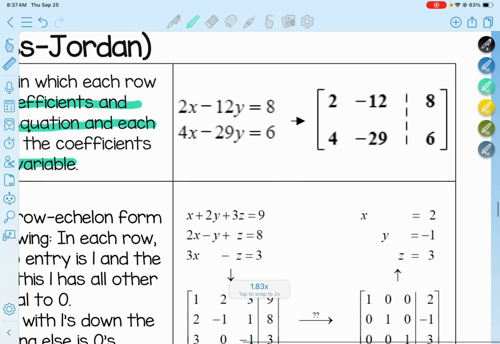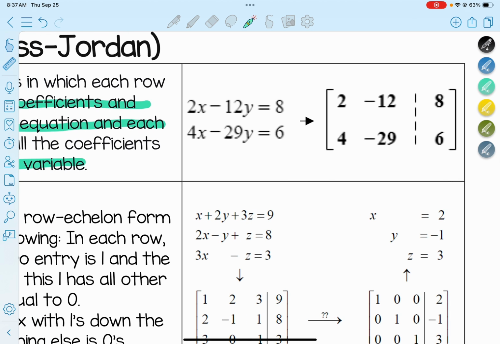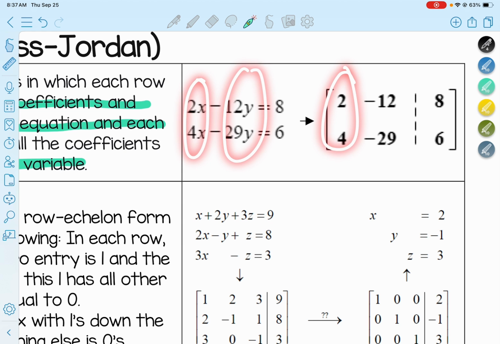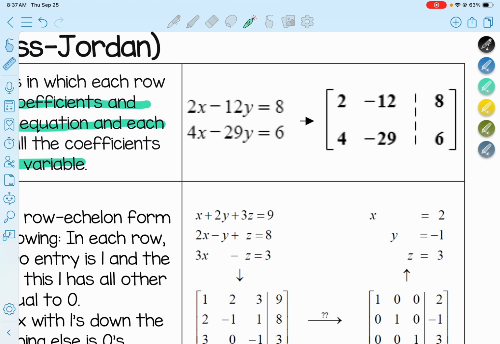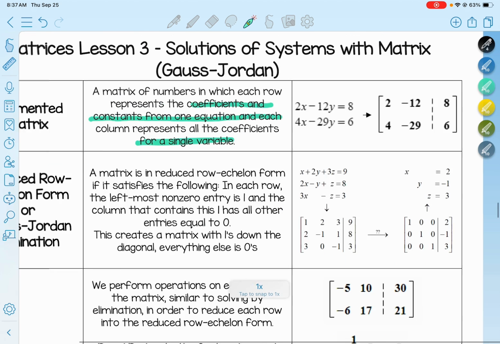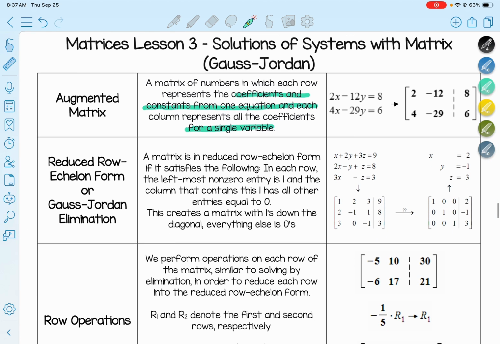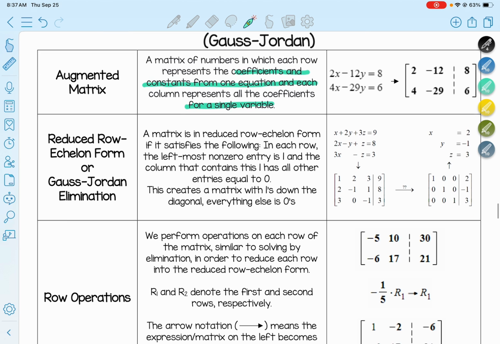So what we mean is we can see over here that we have 2, 2, negative 12, 8, and 8. The most important thing is just like when we were doing elimination before, our x's all need to be in line with each other, our y's need to all be in line with each other, and equal signs with equal signs. So that's what this dotted line I just covered up is for, to represent where the equal sign would go.